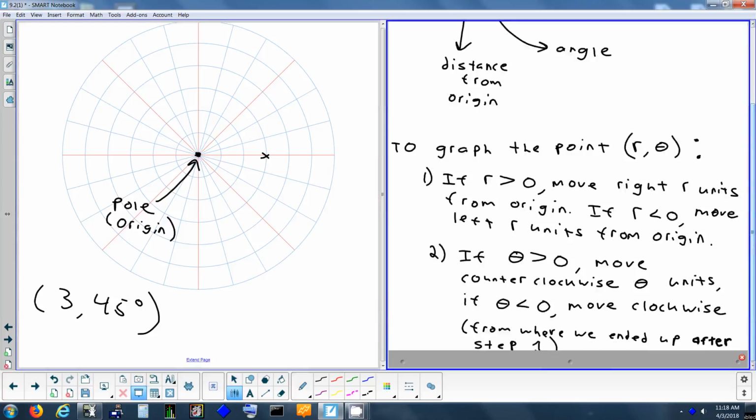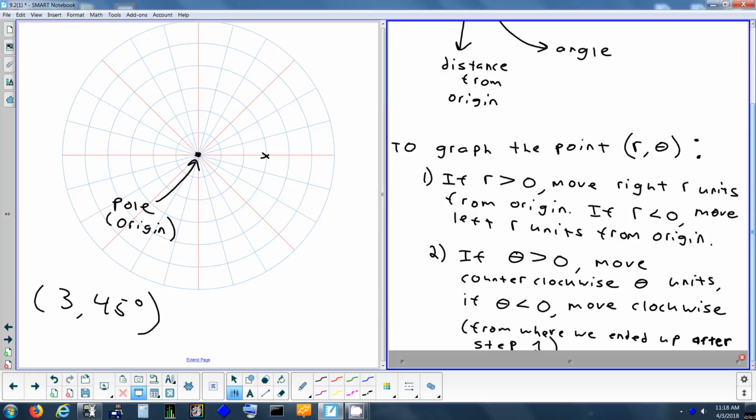Okay, and when you move clockwise or counterclockwise, it's from where you ended at step one. It's kind of like when you have an XY coordinate. You move left and right first, and then from that spot you move to, then you go up or down. You don't start over and go back to the origin.